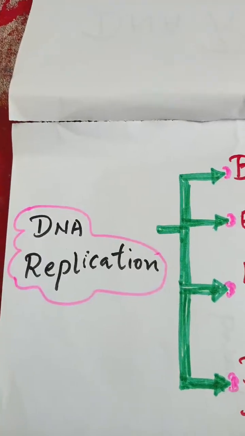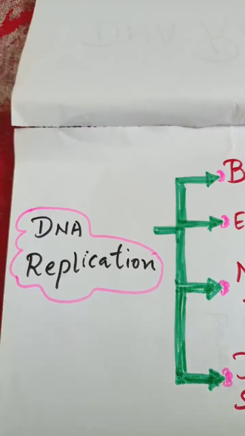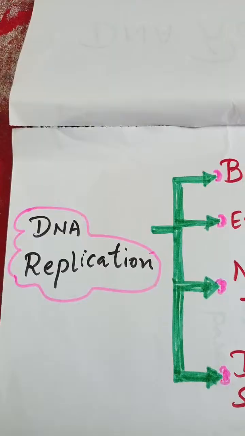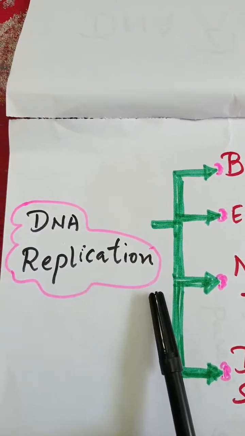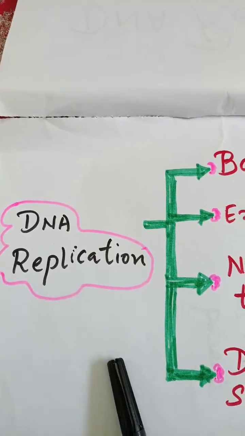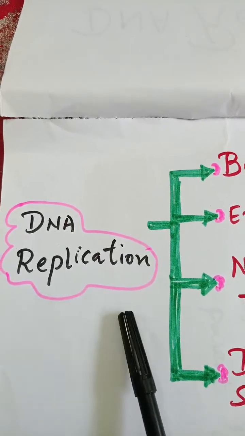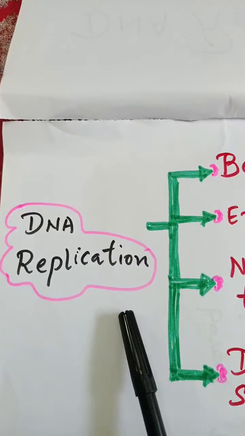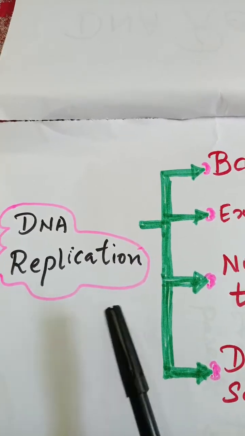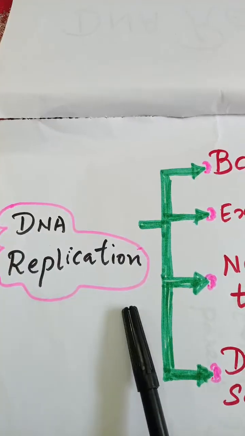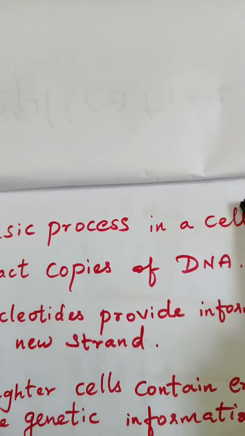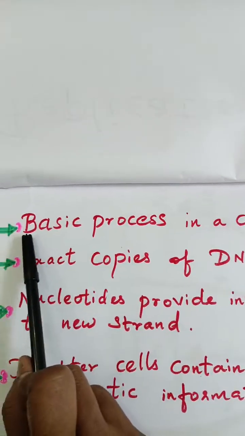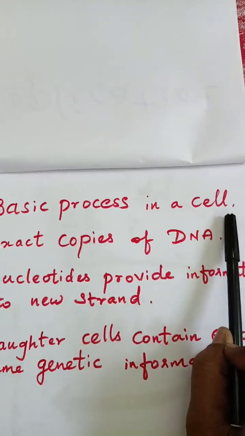For any living cell to divide, the first and foremost step is the replication process. The DNA has to synthesize first. Then only the further RNA molecule or the protein molecule will be synthesized, isn't it? So now we can say that DNA replication is a basic process in a cell.